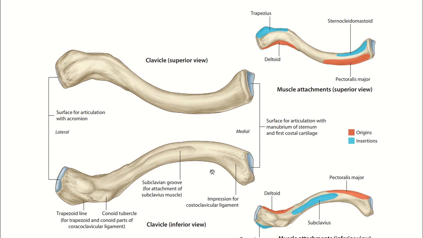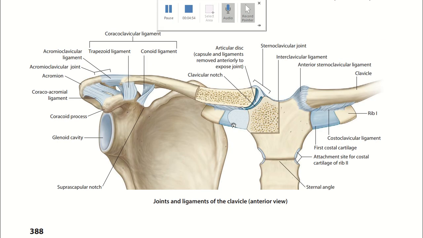Let's take a look at these ligaments. So right here, you can actually see this is your costoclavicular ligament, which attaches from the junction of the first rib and its costal cartilage and attaches to the inferior portion of the medial portion of your clavicle. Laterally, you're going to have these ligaments. Together, the trapezoid ligament and the conoid ligament are called the coracoclavicular ligament. This ligament is actually an accessory ligament which supports your acromioclavicular joint.